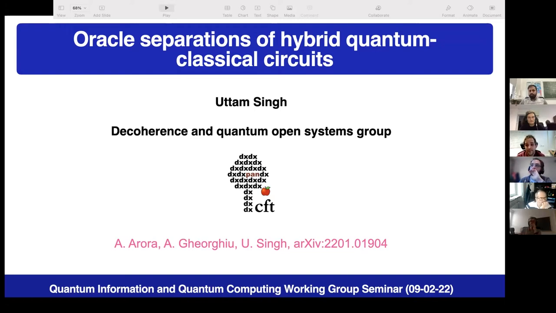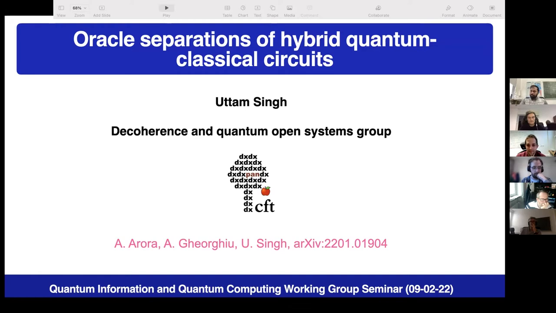Today's talk is about finding a relation between two complexity classes which are hybrid. I mean, they involve both classical and quantum computation. And we will try to find out if they are related to each other or if they can be separated. This will be the topic of the talk.